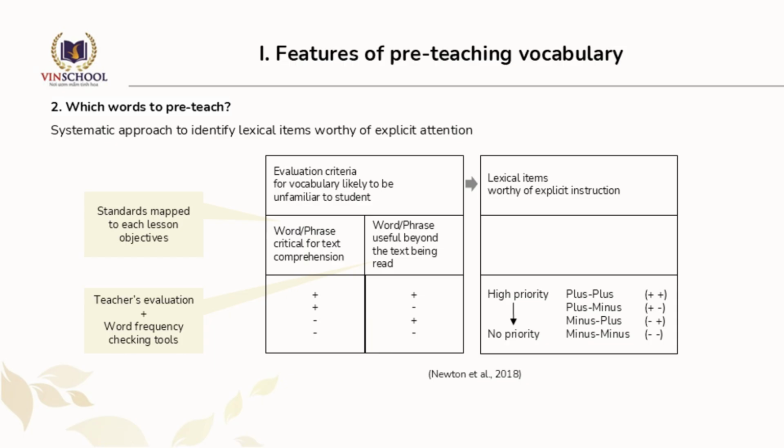Finally, minus minus refers to words that are neither critical for understanding the text nor particularly useful beyond it. These words can be skipped over in terms of explicit instruction. This approach helps teachers focus their efforts on the vocabulary that will have the biggest impact on students' learning, making instruction more effective and purposeful.